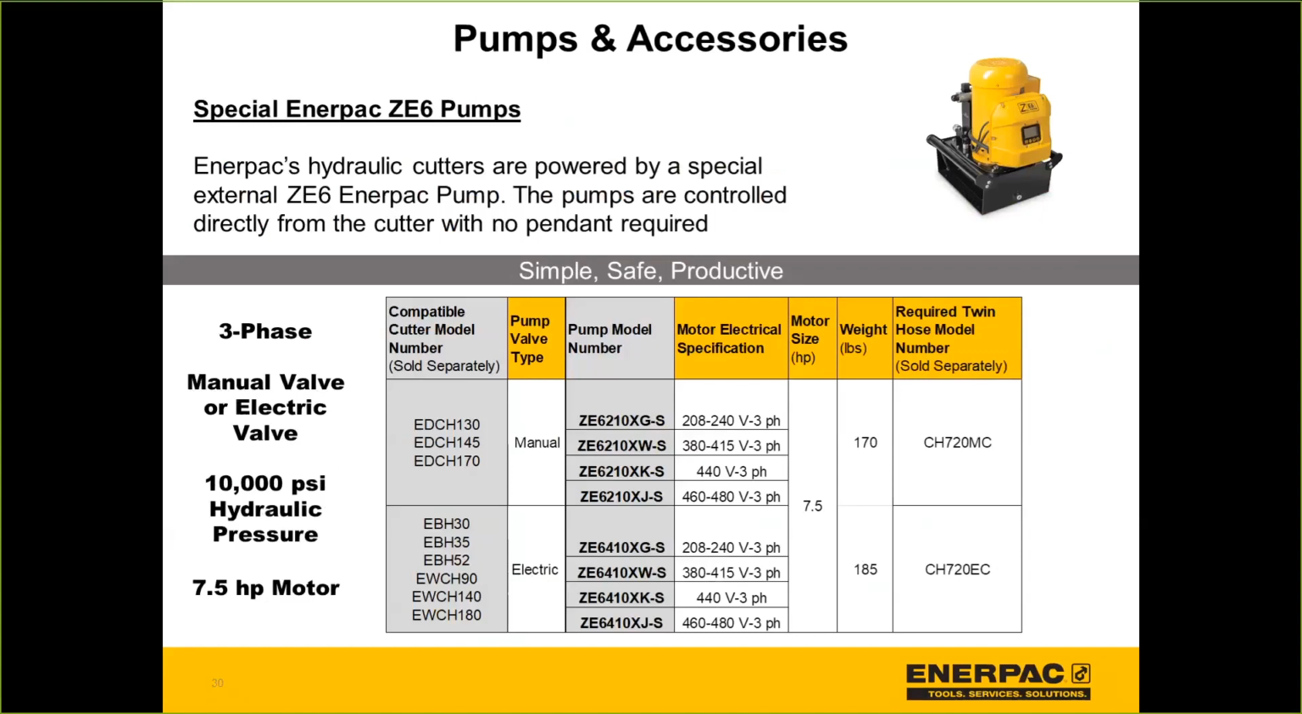The tools on the bottom there in the left column, you'll see that there are a couple of different types: the Enerpac bar cutter and the wire and cable cutter. And those tools are used together with the ZE6 electric valve pump, okay? And they include the twin hydraulic hose and electric cable. So if there's any confusion about what to use, please refer to the tech brochure. It'll be on the website and in the catalog.